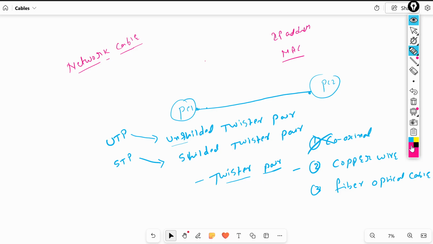The main difference here: both have the same purpose, but quality wise STP is better. That's why STP costs more and UTP does not cost as much. So companies prefer only UTP cables. We don't see STP cables. We don't use STP cables in our organizations. We prefer only UTP cables, unshielded twisted pair. I will show you the difference between UTP cable and STP cable.